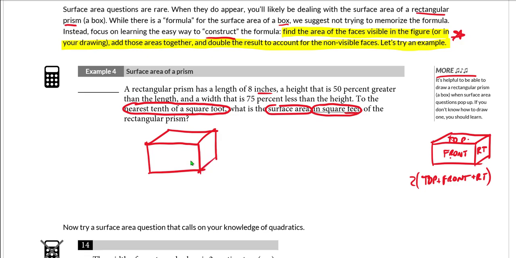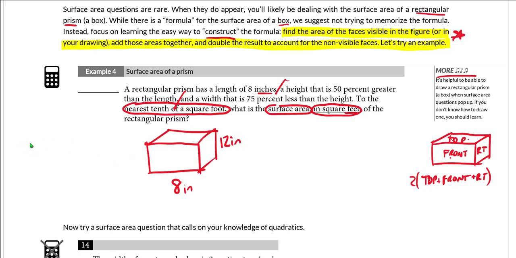draw my rectangular prism. The length is 8 inches. I'm going to write my units. That's going to be the length. The height, I'm going to slash my phrases here. The height is 50% greater than the length. So this height is 12 inches. Now, how can I do that?